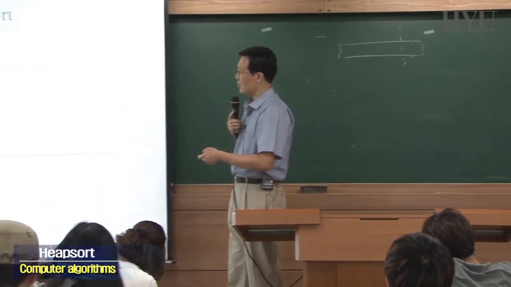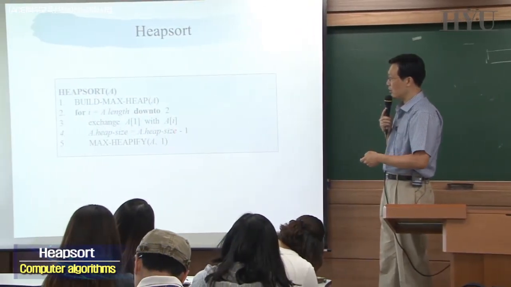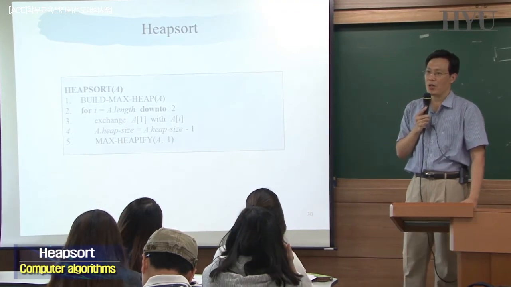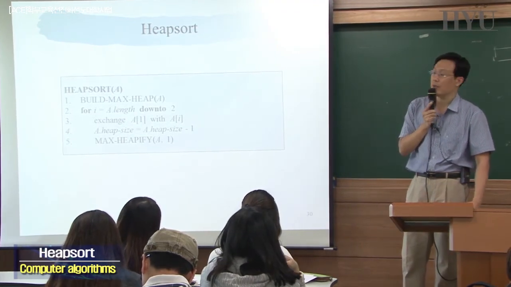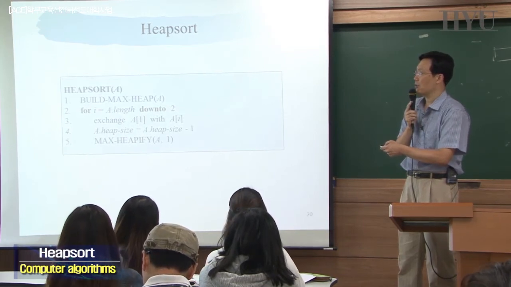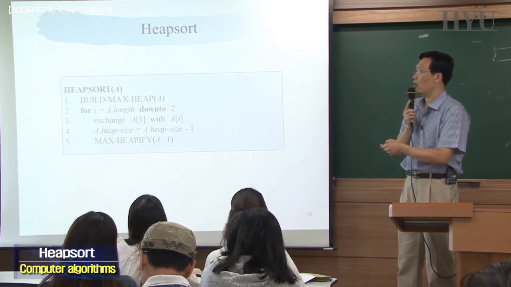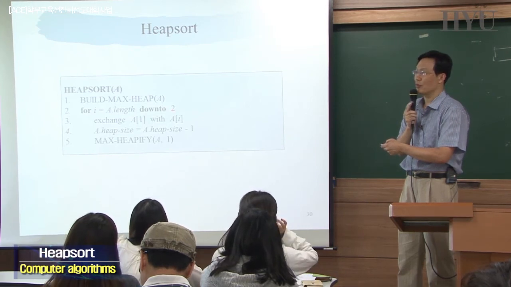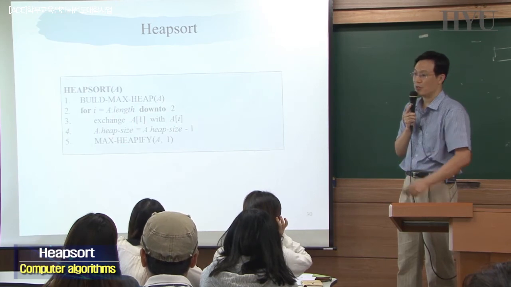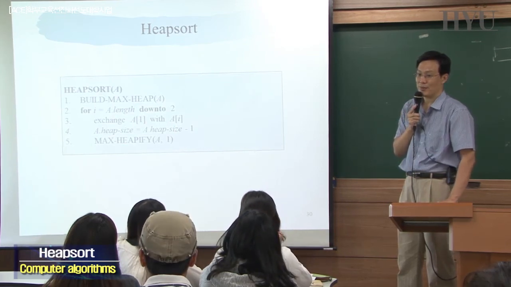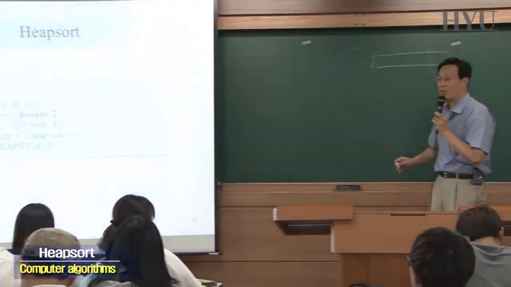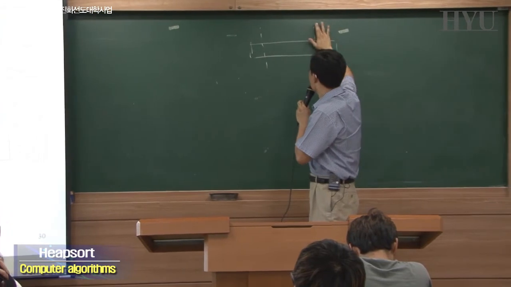Okay, the pseudocode is given here. And a simple improvement is this. The for loop runs from the largest index to only index 2. We don't perform max heapify, we don't extract the first element. Because after the n-1 iteration, the shape is like this.